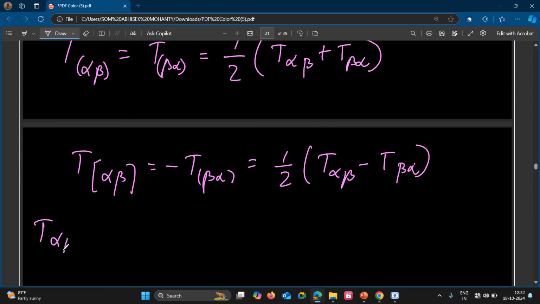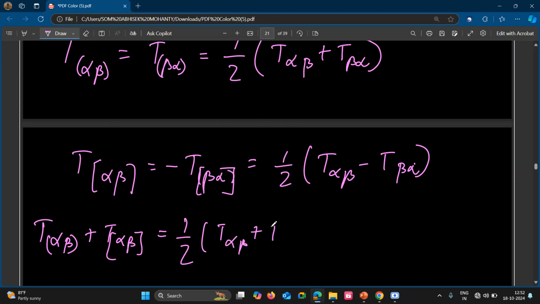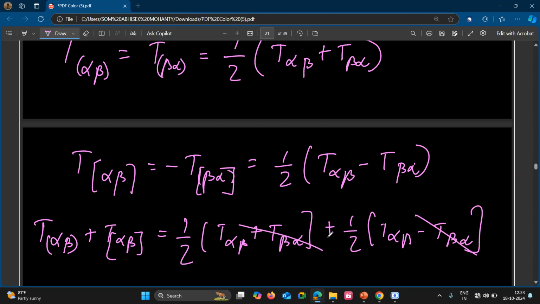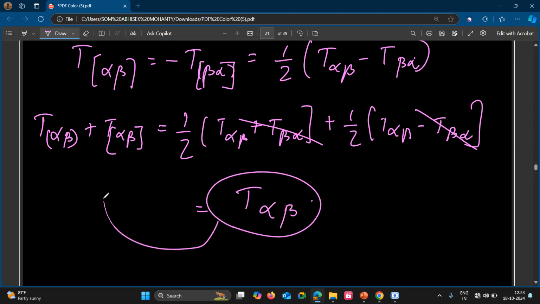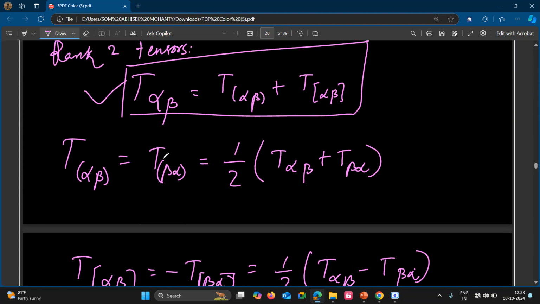Let's add them: T alpha beta round bracket plus T alpha beta square bracket. So let's add them. This is half T alpha beta plus T beta alpha, plus half T alpha beta minus T beta alpha. See here, this term can be cancelled out. So what remains is half T alpha beta plus half T alpha beta, so it becomes T alpha beta. So this is eventually your this one. Yeah, we proved it.